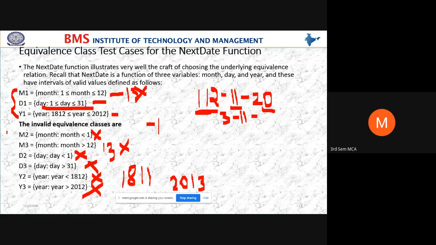So these are all the invalid equivalence classes. These are all my subset values, the range values. So out of this range, I am taking some of the equivalence values. Understood, students? Shall I go to the next?